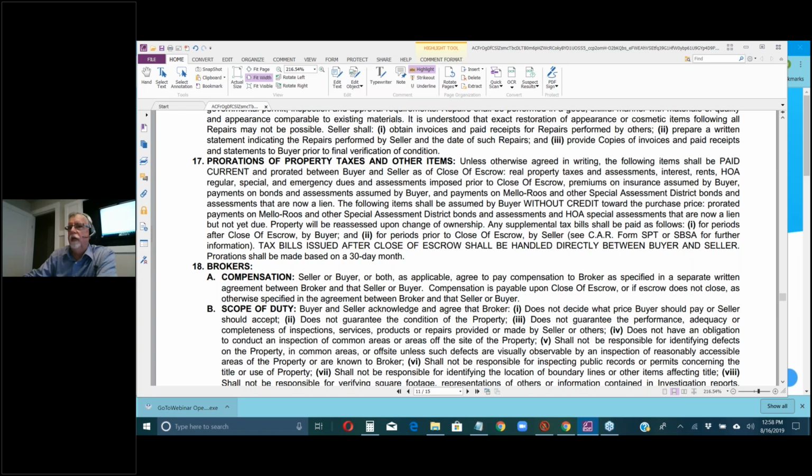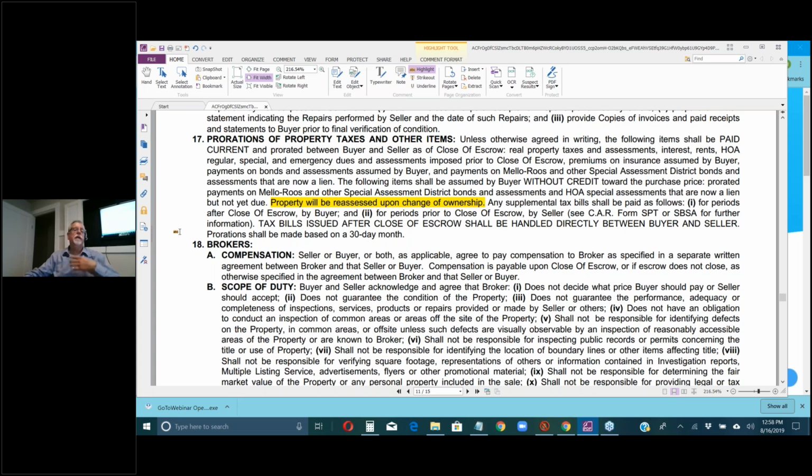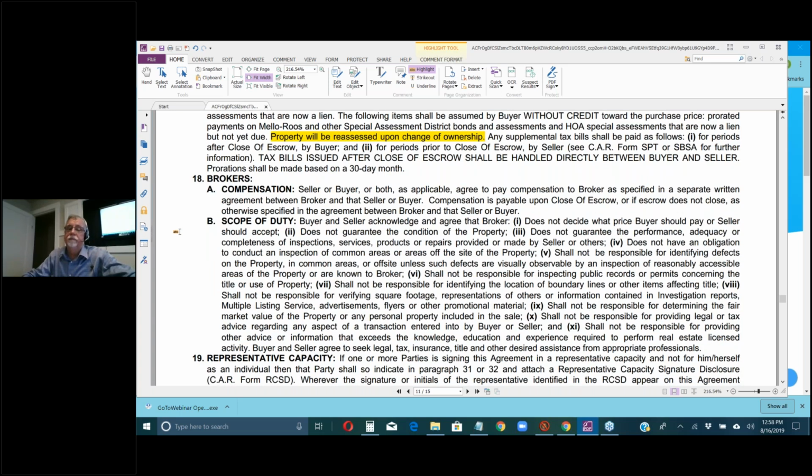There are these things called escrow companies, right? And they have software. By the way, they have an app you can put on your phone, right? But anyhow, yeah, and there's this statement here: property will be reassessed upon change of ownership. There's actually a disclosure form about supplemental taxes. Compensation, I'm not going to get into what the brokers are doing in this. I'm not really. It's basically saying, let me summarize this.